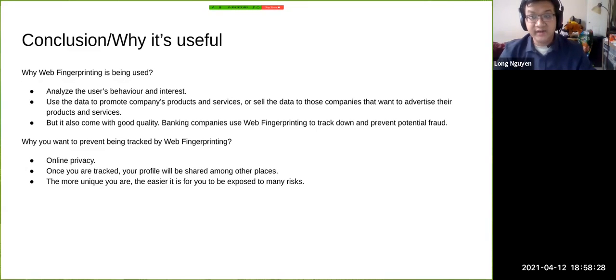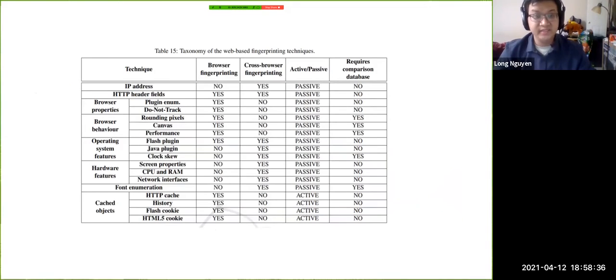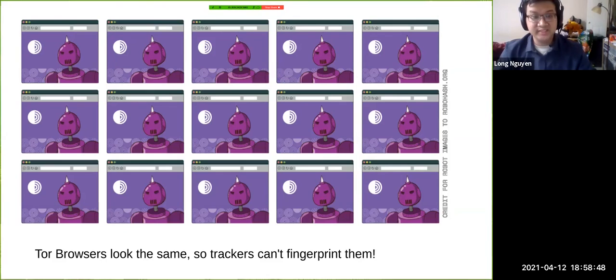So here is a graphical example of uniqueness among users. As you can see, each user used a different operating system and different browsers and versions, and they will use the techniques here to make themselves unique from other people. But Tor will help you look the same as other users, so that you cannot be easily tracked by web fingerprinting.